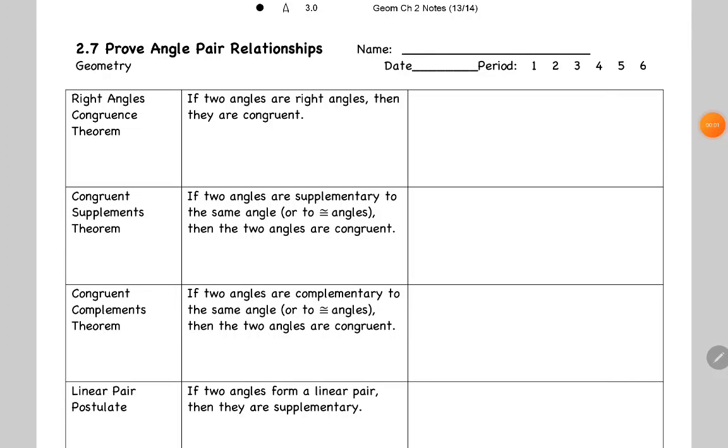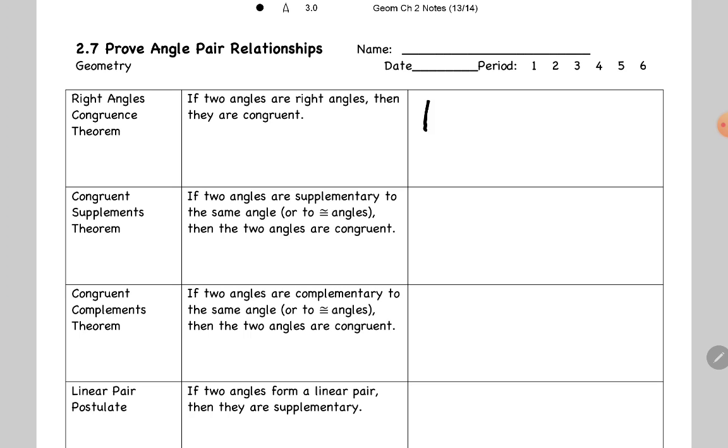Hello, this is College Star doing some math today in geometry. We're going to prove angle pair relationships. And we're going to start off with some things that are a bit obvious, but we just have to write it out. This first one is the right angles congruence theorem.